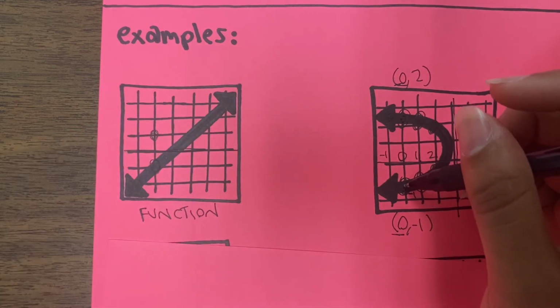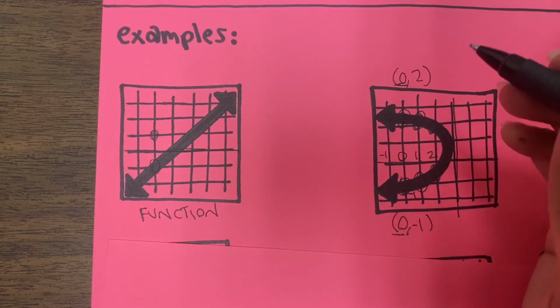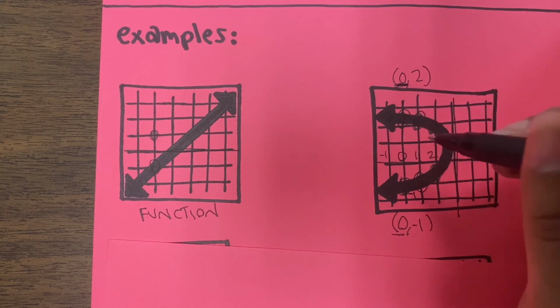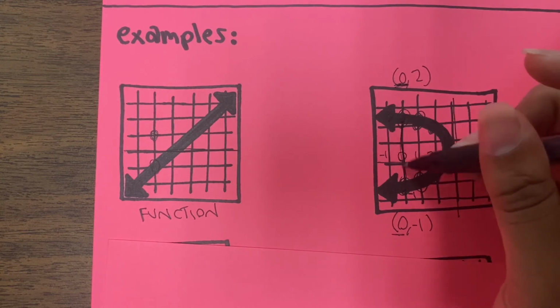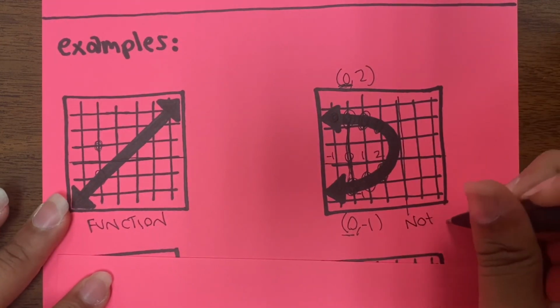And so the big question is just, do the x values repeat? And that's from a table, from a graph, from the mapping, and from ordered pairs. You can tell by asking yourself, do the x values repeat? And since in this case, the x values repeated, that means it is not a function.